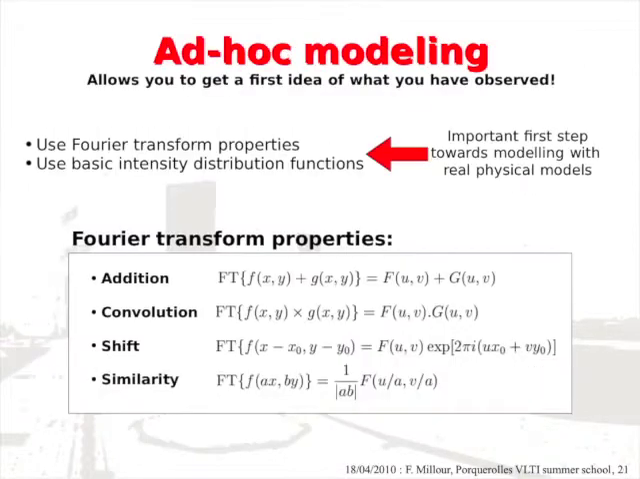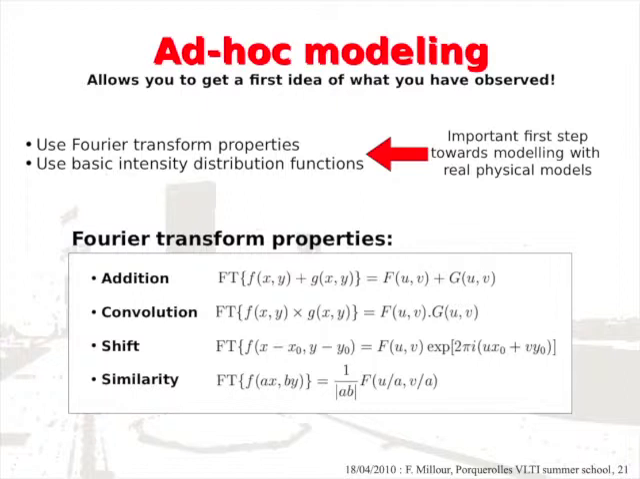For interferometry, one first step you will do is so-called ad hoc modeling. You will basically use very simple geometrical shapes to try to see what general shape your object has. And for that you are helped because the Fourier transform has some properties. You can add many different ad hoc models because the Fourier transform is a linear operator, so you can add several sources, if you have multiple sources.